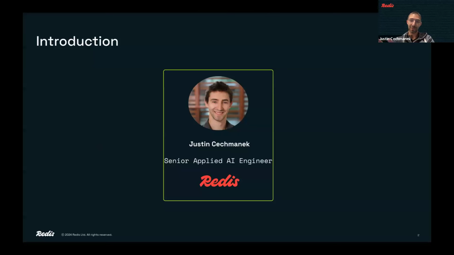Yeah, so a bit about me. My name is Justin Cechmanek. I'm a senior applied AI engineer at Redis, where I work on all things generative AI and large language models, specifically vector databases and why everyone should be using a vector database to build out your applications.